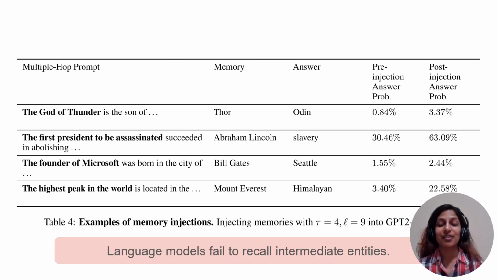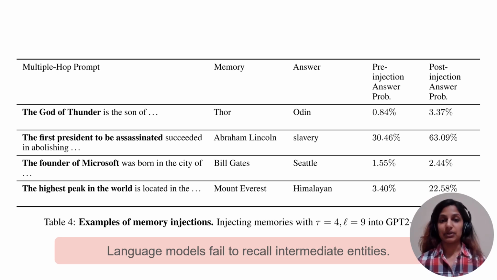On this slide, we provide additional examples of memory injections. I want everyone to look at the first example in this table. The god of thunder is the son of. The answer is Odin. Before we inject any information, the probability of Odin out of the box is 0.84%. After we provide the model with an additional memory of Thor, because the god of thunder is Thor, the answer probability of Odin goes up to 3.3%, which is almost a 4x increase.